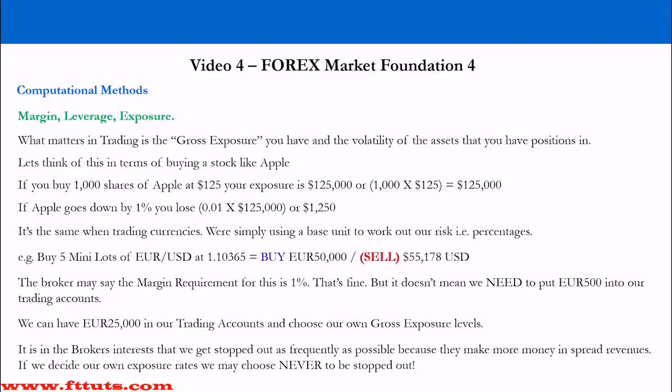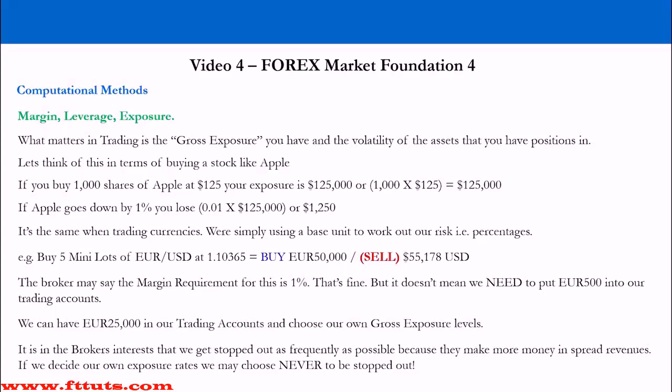Well, that's totally fine, but it doesn't actually need to be 500 euros that you deposit in your account. What you could do is put 25,000 euros in your trading account, and you basically choose your own gross exposure level. Therefore, you're choosing your own leverage. So if you decide to put 25,000 in your account and your position size is going to be 50,000 in the base currency, then you've chosen your own leverage. You've decided that you're going to be 2 times exposed, so 50% margin requirement.